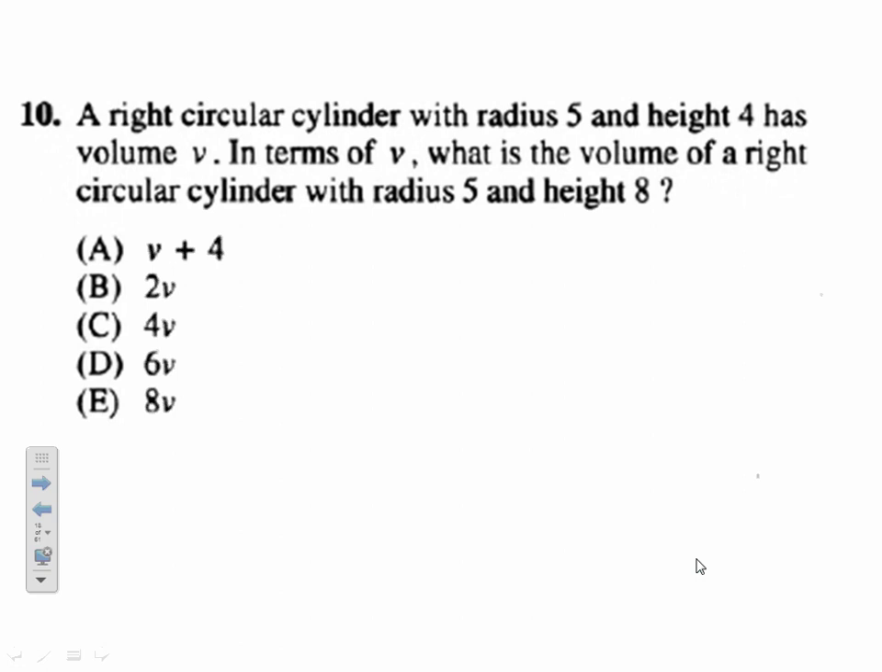This is problem 10 in test 5, section 8. Number 10, it says, a right circular cylinder with radius 5 and height 4 has volume V. In terms of V, what is the volume of a right circular cylinder with radius 5 and height 8?